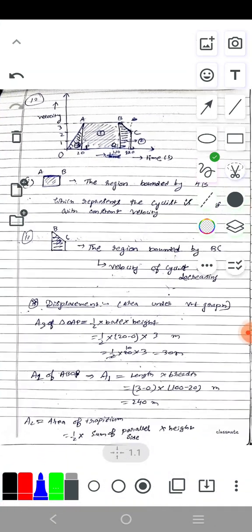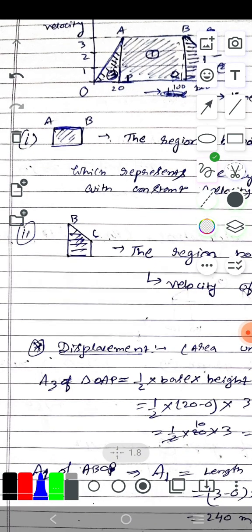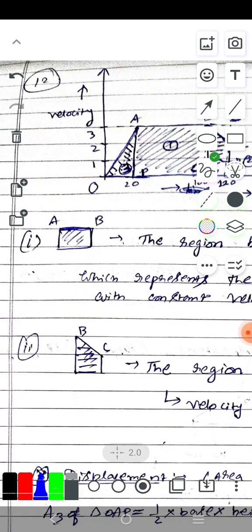Okay, no problem. First, for this triangle, what is the formula of area? Half into base into height. The base is 0 to 20 seconds. The height is the velocity, 0 to 3 meters per second.